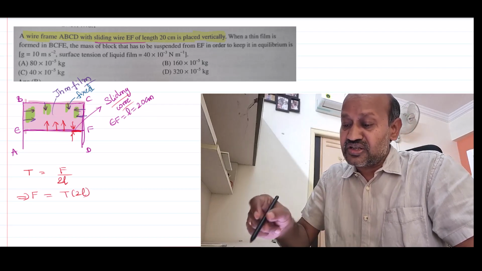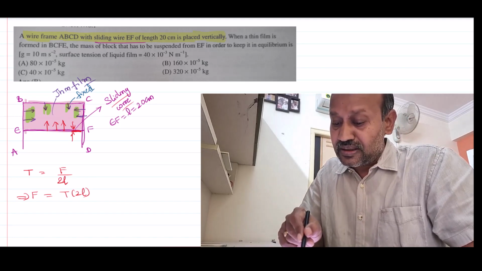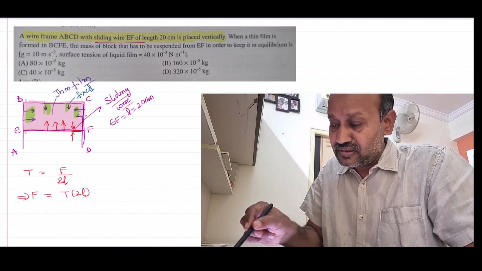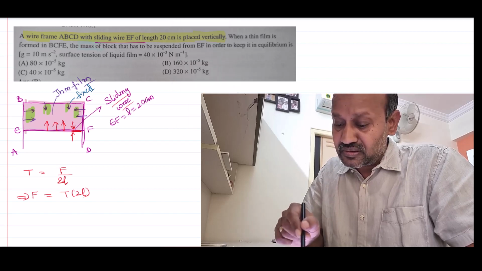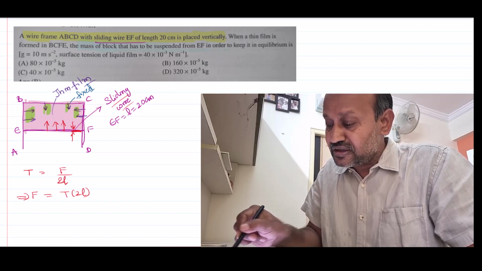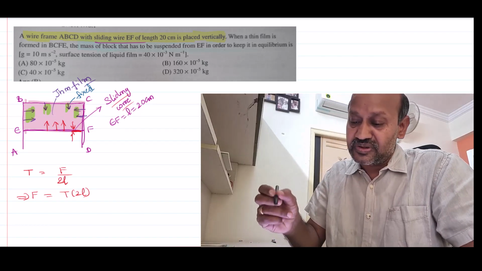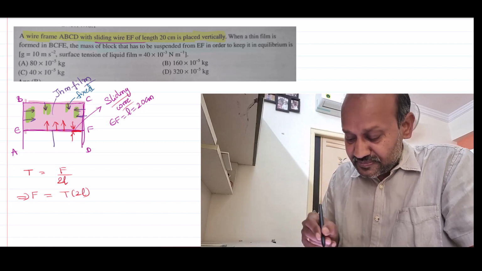Let's go back to the question now. The mass of the block that has to be suspended from EF in order to keep it in equilibrium. What is he trying to do here? He wants to suspend a mass, M.